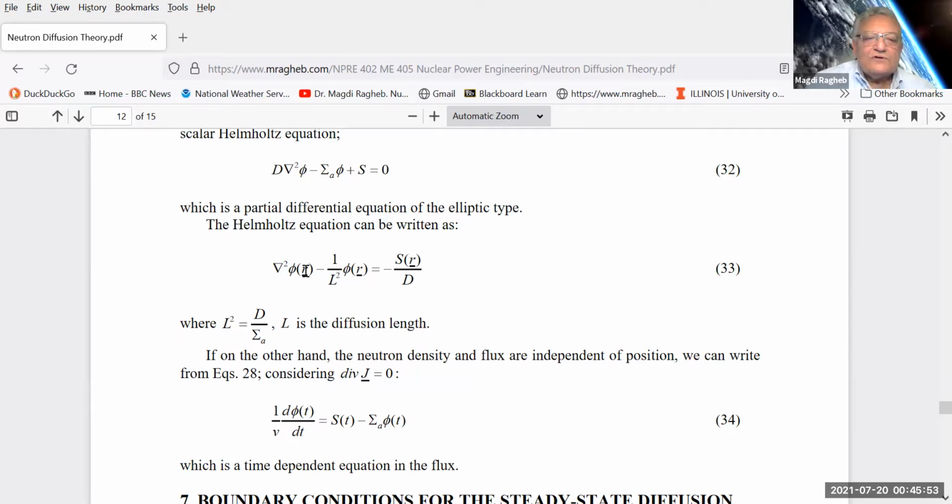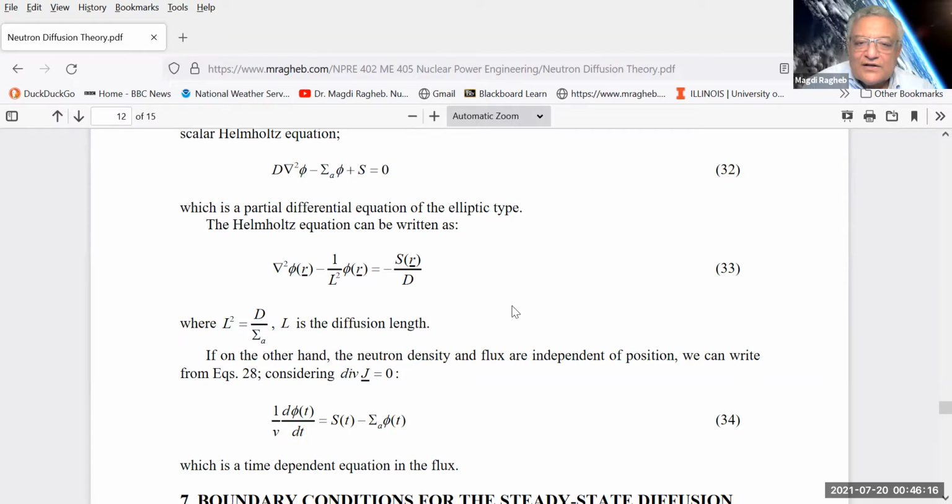Notice that here the Helmholtz equation assumed steady state, but what about the control of nuclear reactors? The nuclear reactors are controlled as a function of time. So in that case, we cannot ignore that term here, but then we consider the reactor as having no dimension in the X, Y, and Z direction. We call it a point reactor.